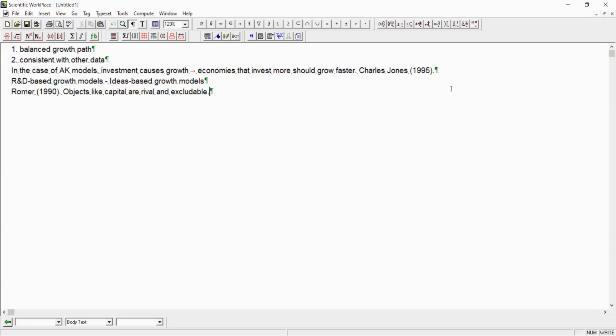But now let's think about ideas. An idea, which I guess you can think of as a piece of knowledge about something. And of course, since this is an economics course, it must be about something economically useful.